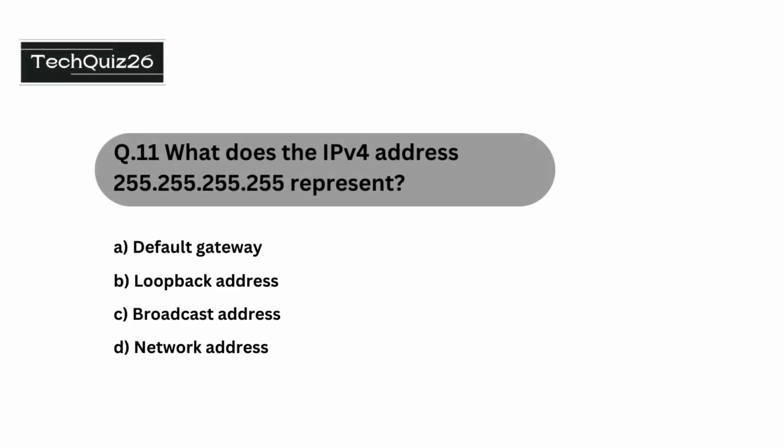Question number 11 is, what does the IPv4 address 255.255.255.255 represent? The options are default gateway, loopback address, broadcast address, network address. The correct option is broadcast address.